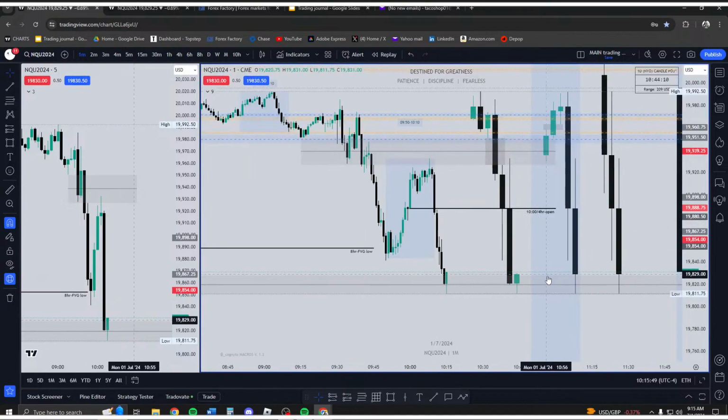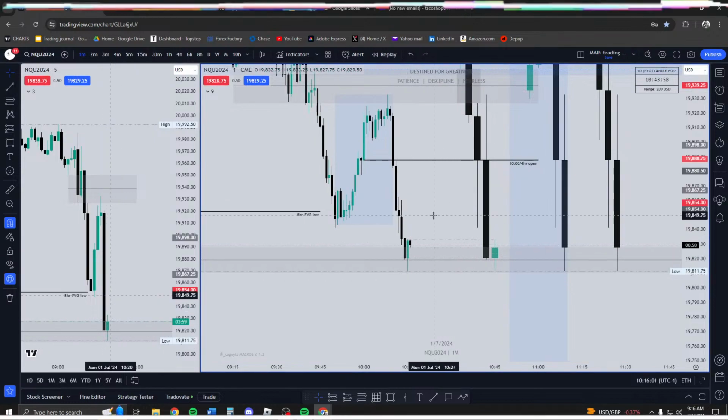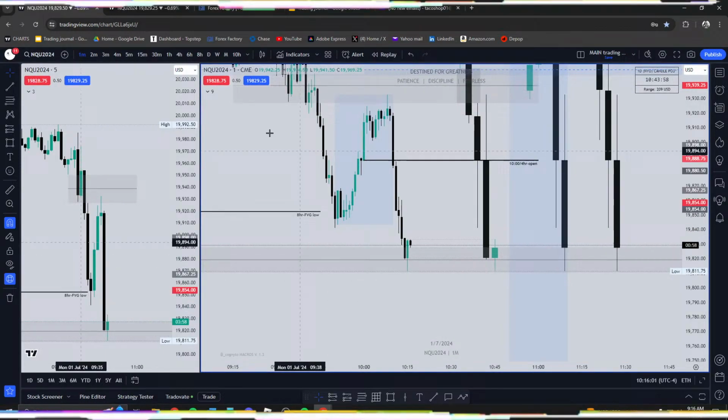And this next 15-minute candle here, you can anticipate for us to take out this 15-minute low, right? But right at the open, we took that low already, so that objective has already been taken. No trade.